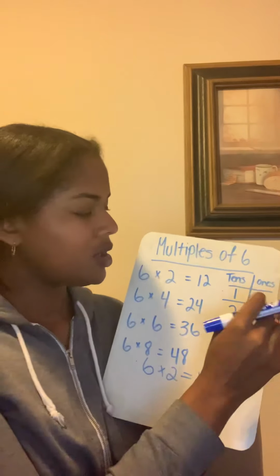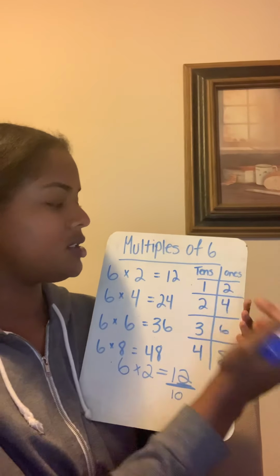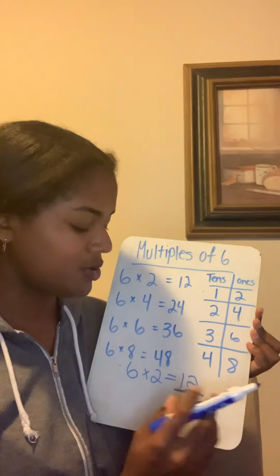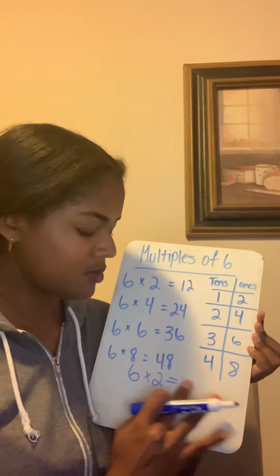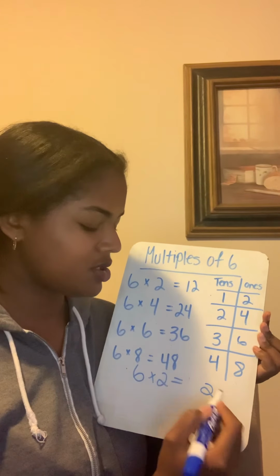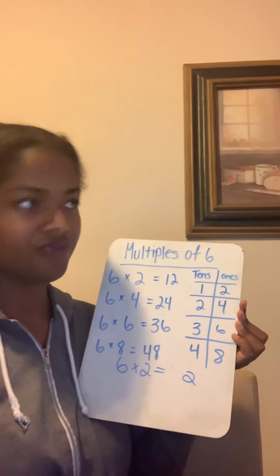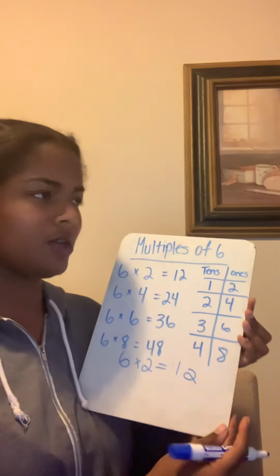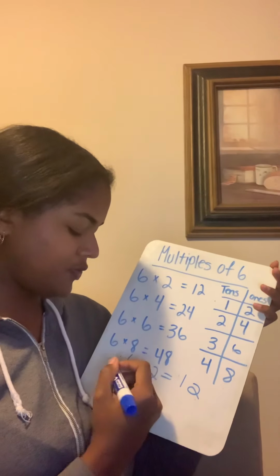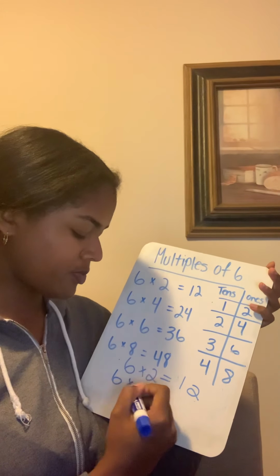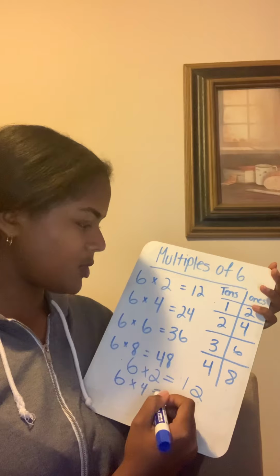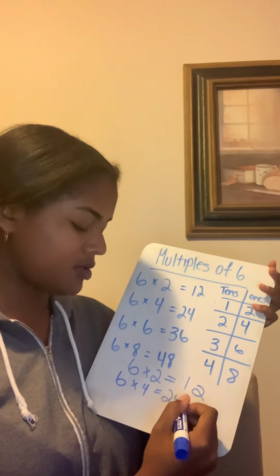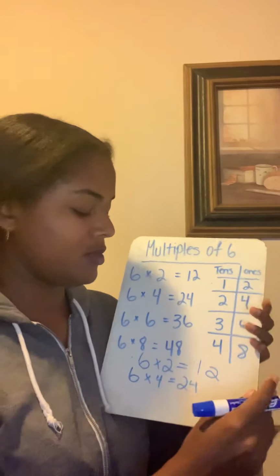So when looking at this, you can see the pattern is in the ones place, it's 2. And then ask yourself, what's half of 2? What comes to mind? 1. So that's a pattern. We can try it out with 6 times 4, which is 24. Let's see if it follows the pattern.